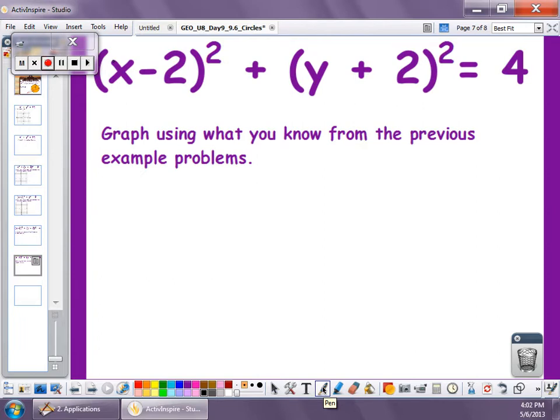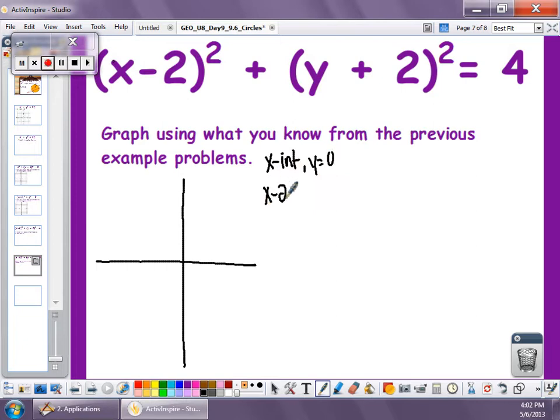Graph using what you know from the previous examples. What I can predict from the previous examples is that this x minus 2, when it was an x minus 2 earlier, what happened? An x plus 2 earlier, maybe what happened. I'm just going to go back to what I know. So I'm going to look for the x-intercept. That means that the y value is 0. I'm going to solve this out.